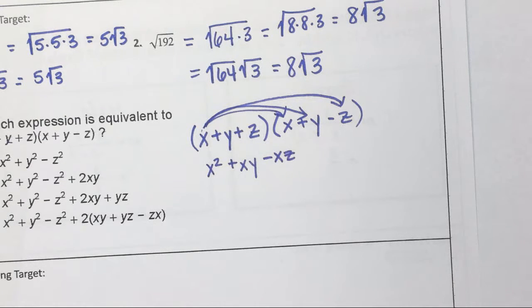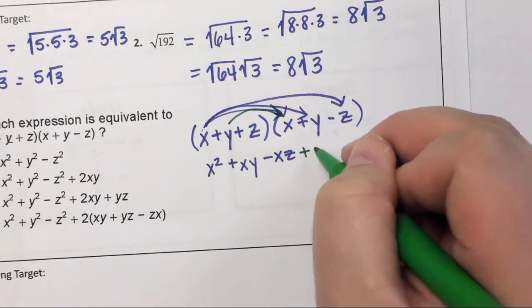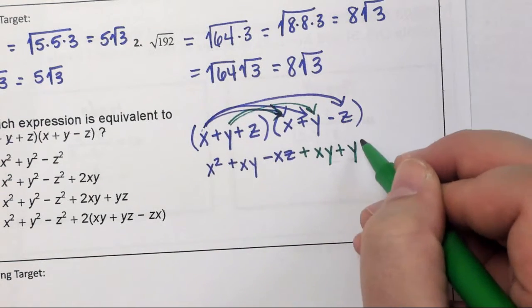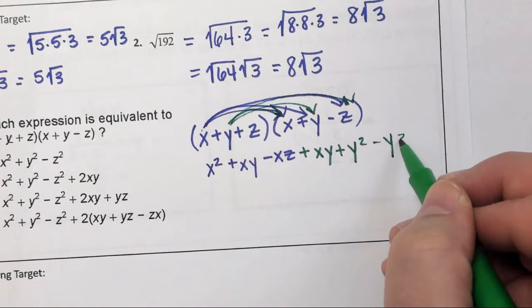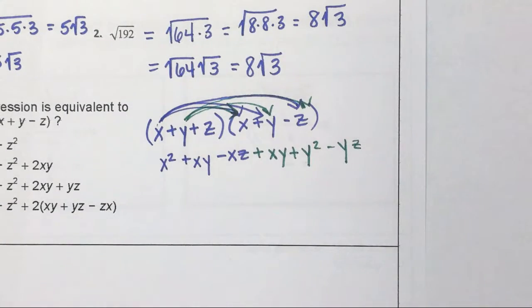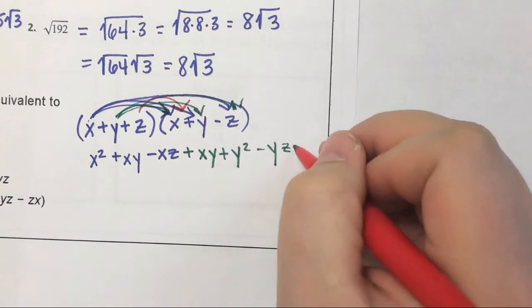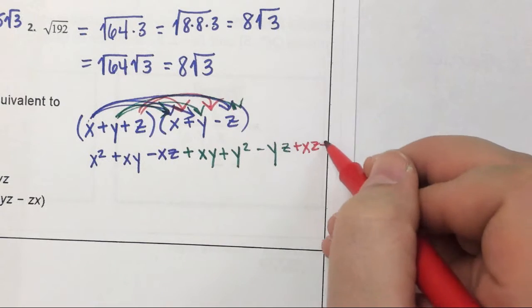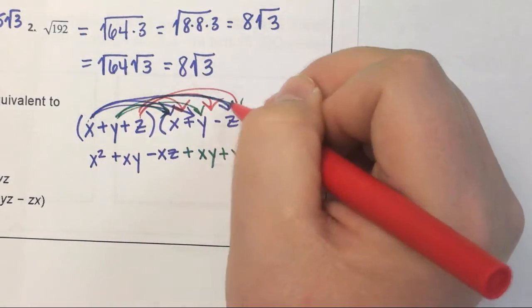So if I distribute with the y, x times y, y squared, y times negative z, that's negative yz. And then I'm running out of room, but last but not least, we have to distribute with the z. So that's z times x, that's xz. Z times y, that's yz. And then with my last one, I would get negative z squared.